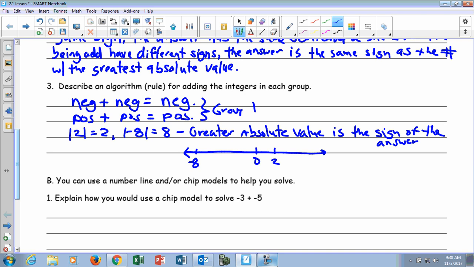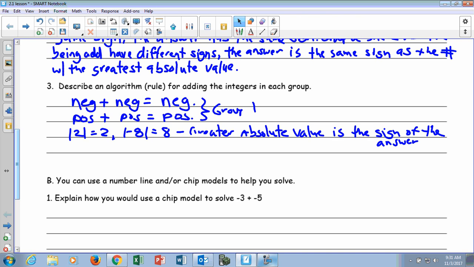So we get 2 to here, and then 6 more gives me negative 6. Okay. So sometimes visuals can help too. The chips can help. I know a lot of you guys like to use the chips. So it's the greater absolute value. So always think about when you're adding a positive and a negative number, who's further away from 0? Okay.